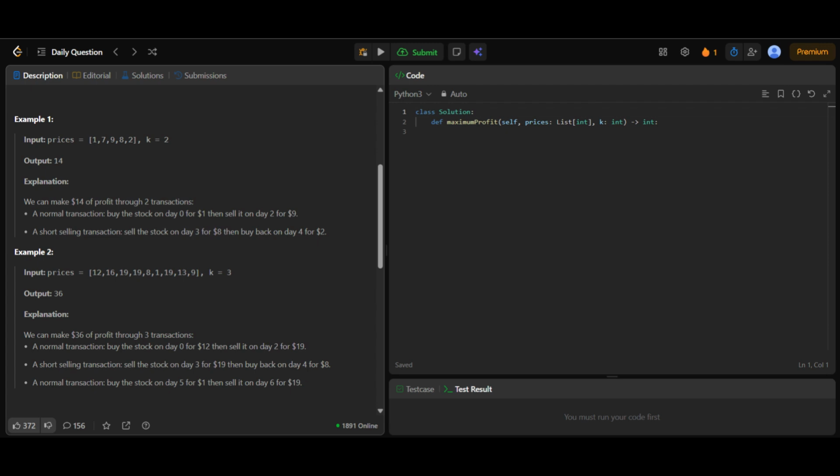Next, we perform a short selling transaction. We sell the stock on day 3 at a price of $19 and then buy it back on day 4 when the price drops to $8. This gives us a profit of 19 minus 8, which is $11. Finally, we perform another normal transaction. We buy the stock on day 5 at a price of $1 and sell it on day 6 when the price jumps to $19. This gives us a profit of 19 minus 1, which is $18. When we add all 3 profits together, 7 plus 11 plus 18 equals 36. That is why the final answer for this example is 36.